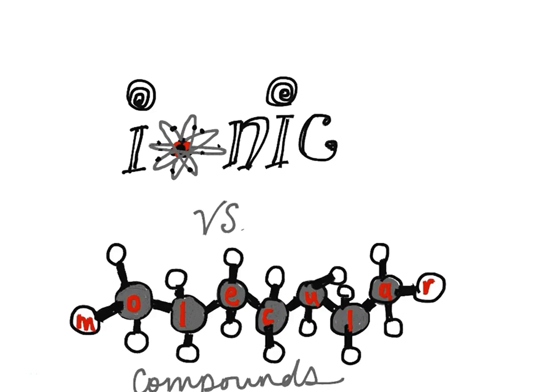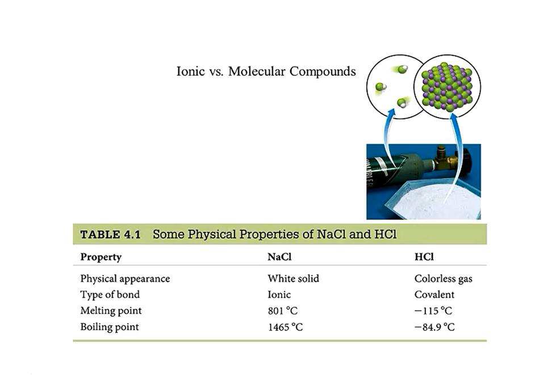This video is going to go over the concepts that we went over in lab about ionic versus molecular compounds. First, when we look at the ionic compound sodium chloride here, it has a really high melting point and a really high boiling point. Ionic compounds tend to exist as solids at room temperature with extremely high melting and boiling points.